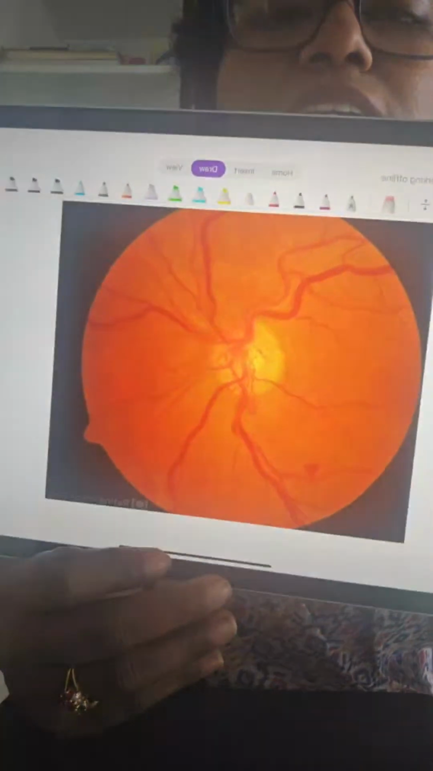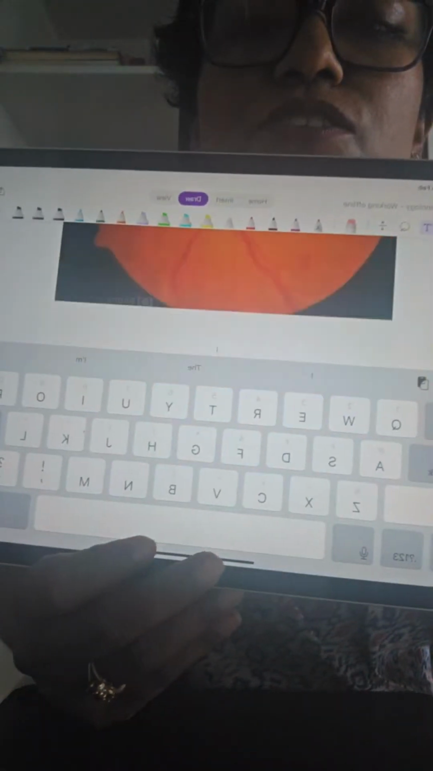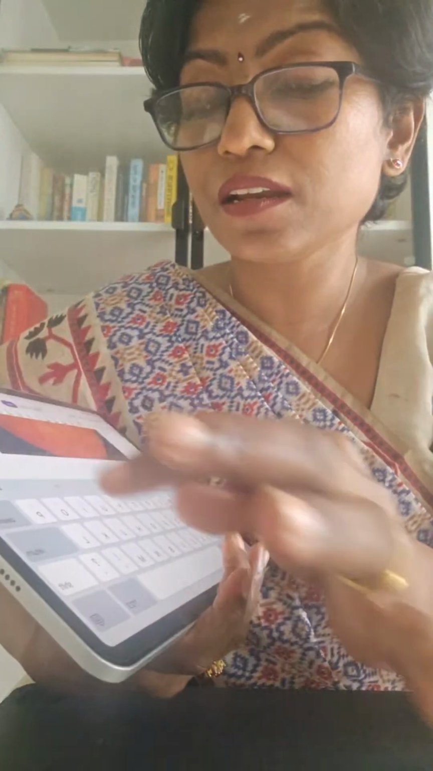Okay, this fundus doesn't look normal, or in fact, this optic disc doesn't look normal to you. Why doesn't it look normal?